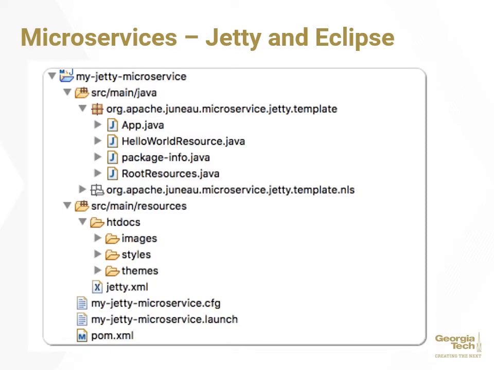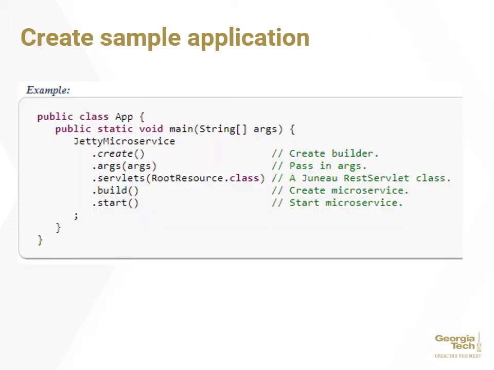Now let's create a sample application using Eclipse IDE for Java developers. This is the Eclipse project structure of the sample project, and we will be downloading the sample project directly from the Apache Juneau website to get the hang of the overall structure and what needs to be done to get a Jetty server up and running with Apache Juneau. This is the main class that is going to create an instance of the microservice. Now let's do a practical demo and create an actual microservice using Eclipse, and then we'll get to know more about how to create an instance.